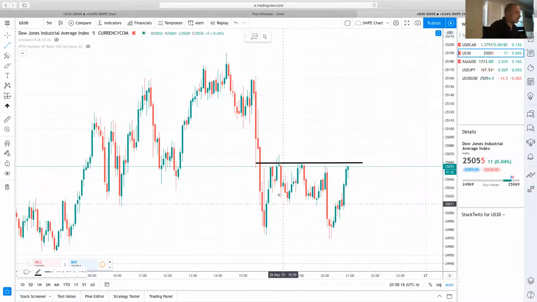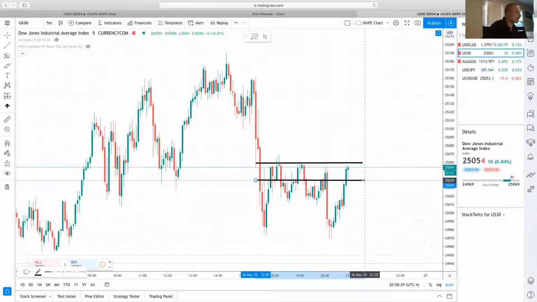I also noticed that there's a lot of wicks touching right in this area as well. So I would probably drop something in here just to be wary of. And then again, I would check my 1 minute chart.